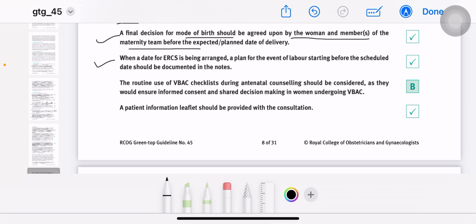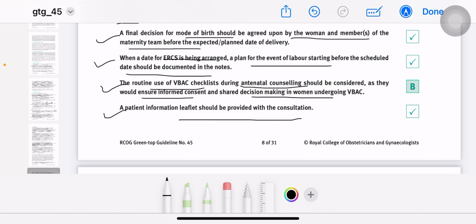When a date for cesarean section is being arranged, a plan for the event of labor starting before the scheduled date should be documented in notes. The routine use of a VBAC checklist during antenatal counseling should be considered, as it would ensure informed consent and shared decision making in women undergoing VBAC. A patient information notice should be provided with the consultation.